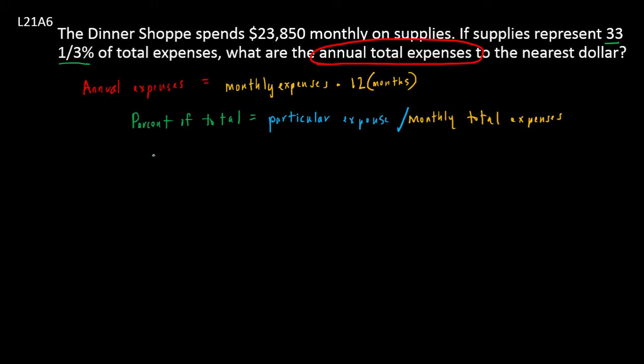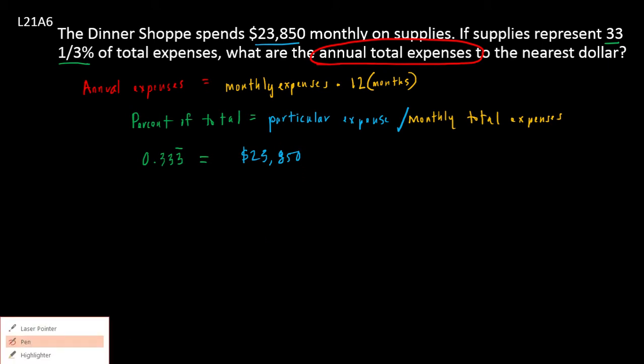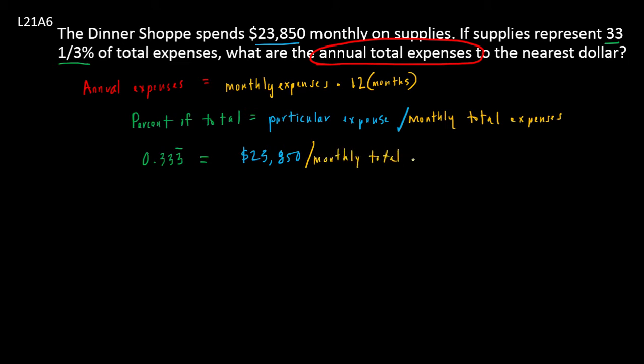We convert that to a decimal, which is 0.333 repeating. So that's our percent of total, and it's equal to whatever particular expense. So in particular, we're talking about monthly supplies, so $23,850 divided by our monthly total expense, which we don't know. However, if you notice, we've solved for everything except monthly total expense. So we're going to be able to rearrange this equation to solve.